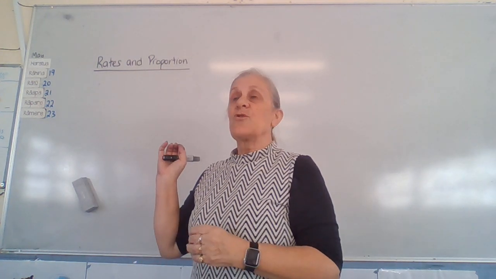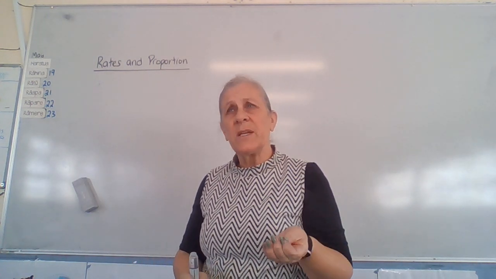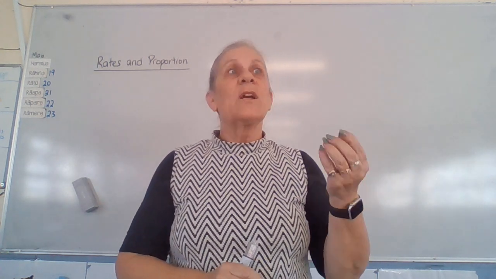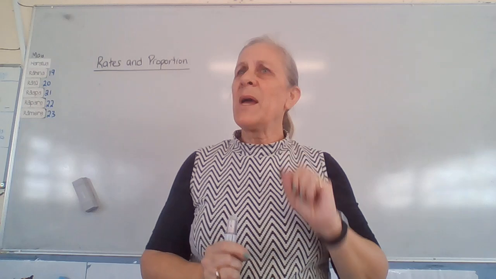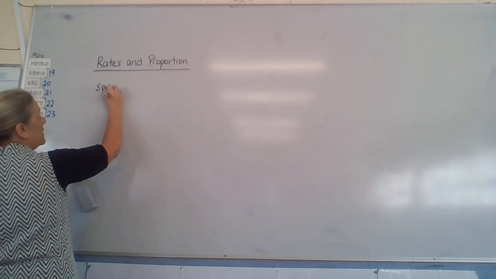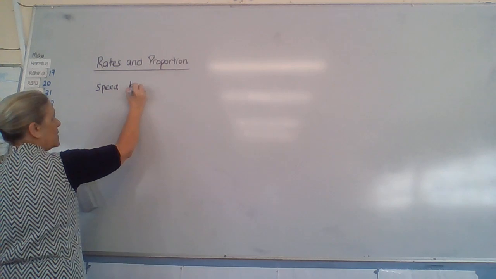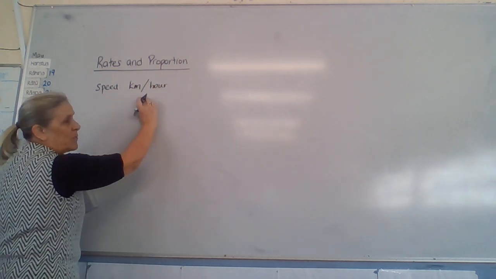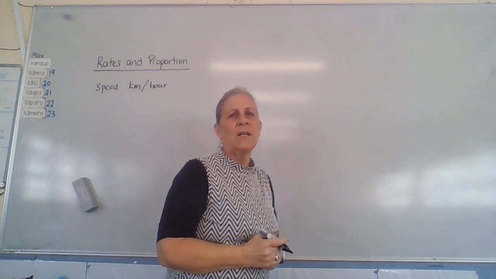When we drive a car, we have to go a certain speed. How is that speed measured? Kilometres per hour. That makes it a rate, all right? So we've got speed, kilometres per hour. One thing compared to another thing, all right?